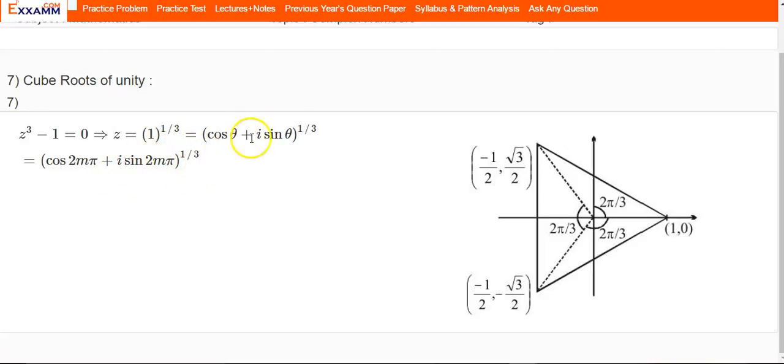Here it should be cos 0 plus i sin 0. Then it would be 1 plus 0, that is 1 to the power 1 by 3. Now, what is the value of this? The value of this is cos, then what is the value of z? z as per de Moivre's theorem.